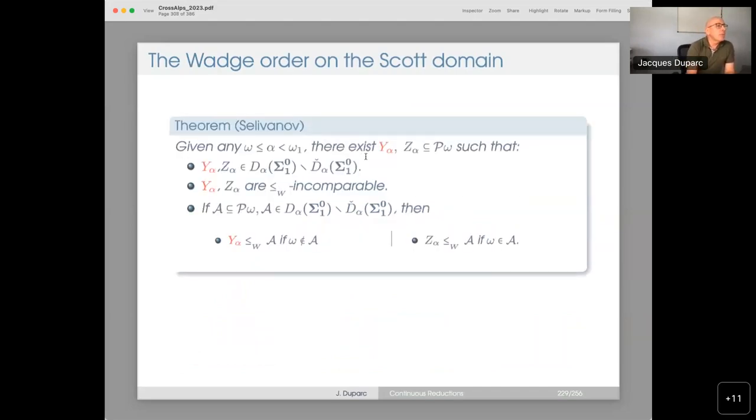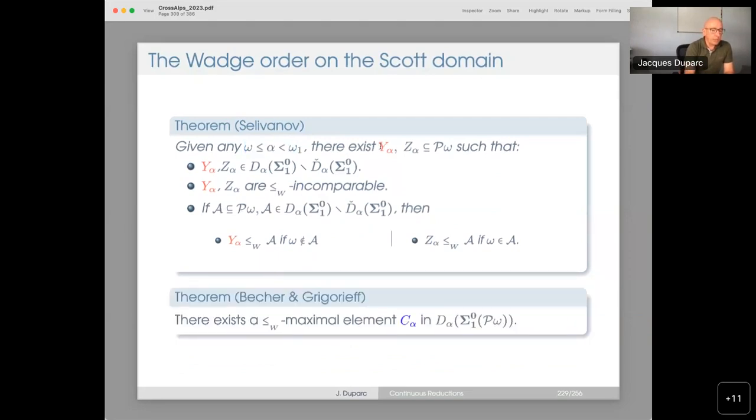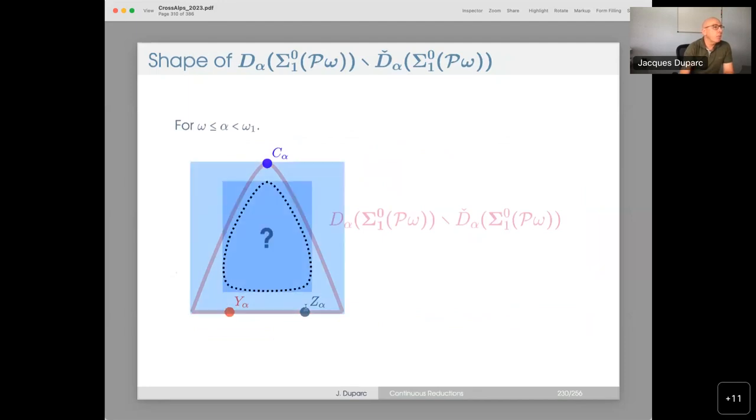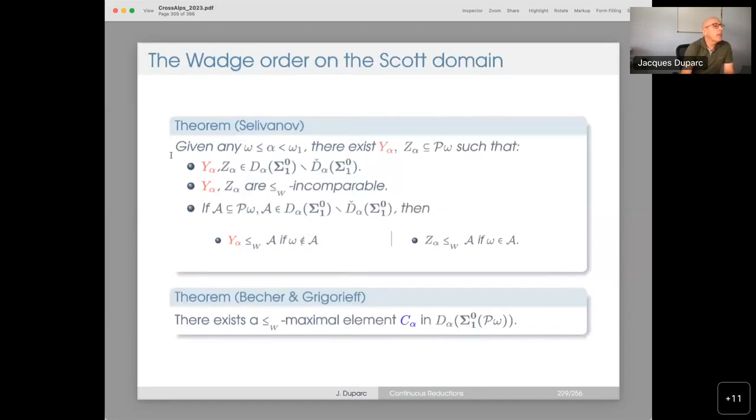What happens above? If alpha is infinite, the picture is like this. You have y alpha and z alpha, they belong to your class. They are incomparable, and they satisfy that if you take any A which belongs to the same class, then A reduces to y alpha or it reduces to z alpha. It reduces to y alpha precisely when W does not belong to A, and if W belongs to A, that is the other case. So these are minimal elements.